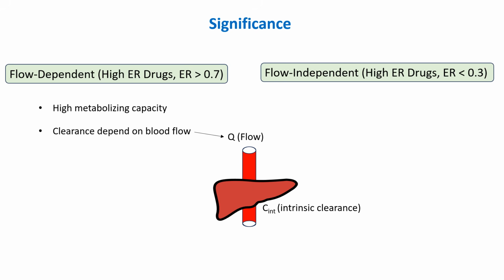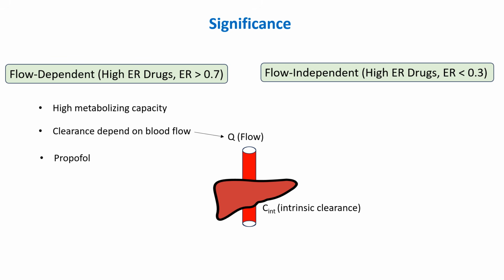If blood flow to the liver decreases, such as in heart failure, the reduced delivery of drug to the liver lowers the clearance. This can lead to drug accumulating in the bloodstream and increasing the risk of toxicity. Propofol is an excellent example of an anesthetic drug with high extraction ratio.